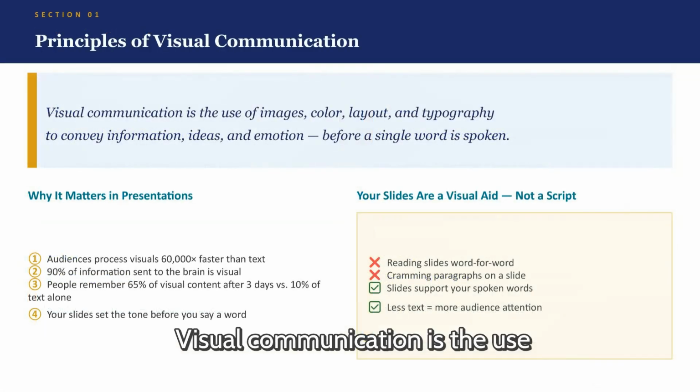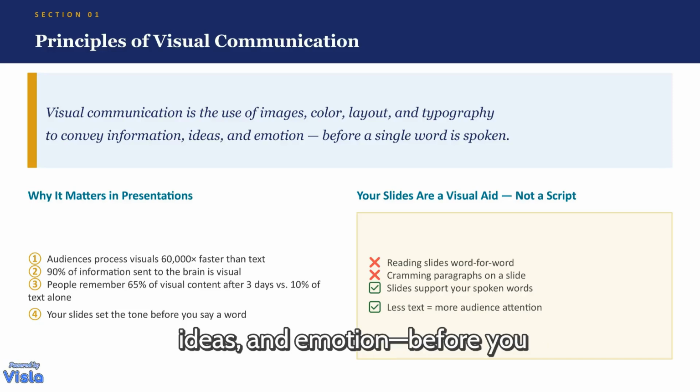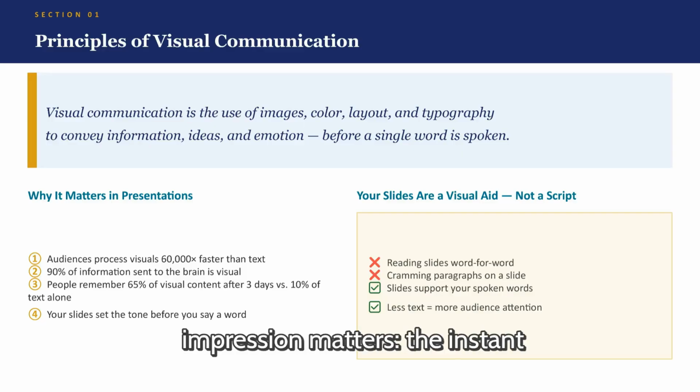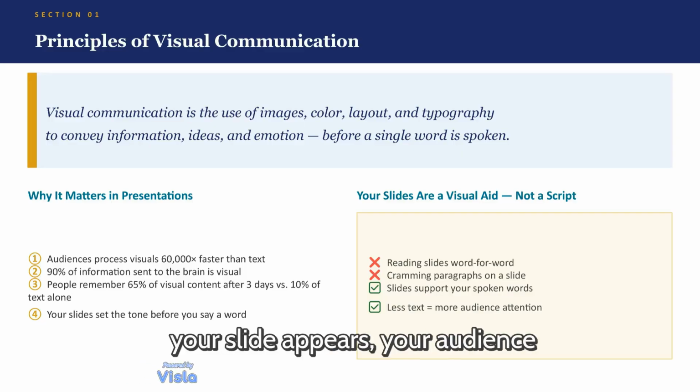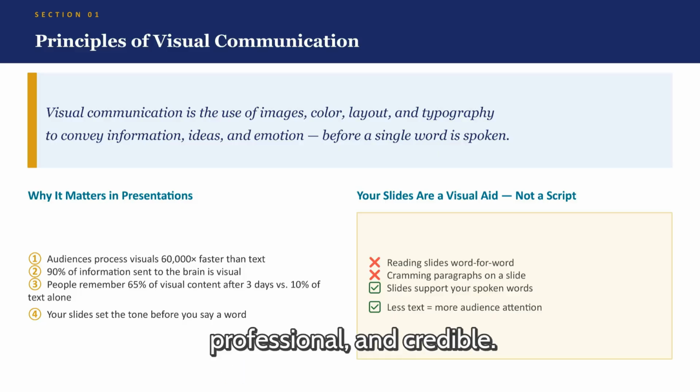Visual communication is the use of images, color, layout, and typography to convey information, ideas, and emotion before you speak a single word. That first impression matters. The instant your slide appears, your audience decides if you're organized, professional, and credible.